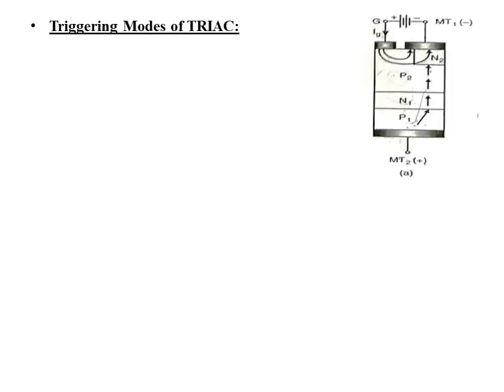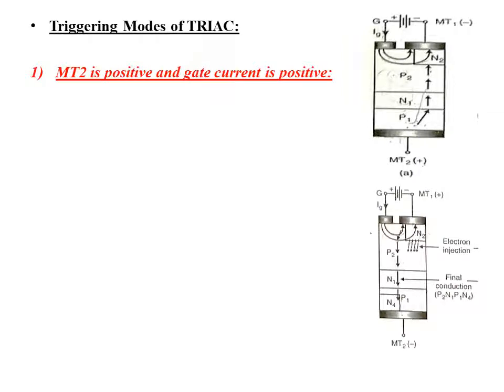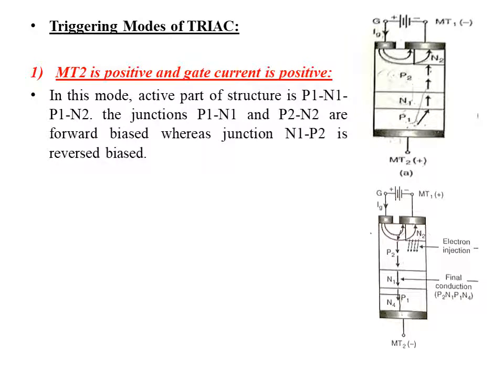Now, in order to understand the operation of triac, it is essential to understand its modes of operation, that is, triggering modes of triac. First, when MT2 is positive and gate current is positive. In this mode, the active part of the structure is P1, N1, P2, N2.